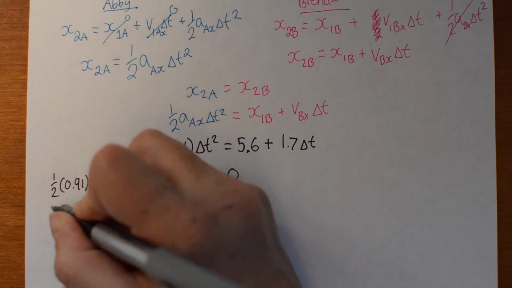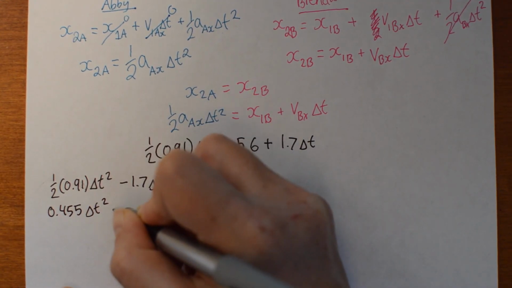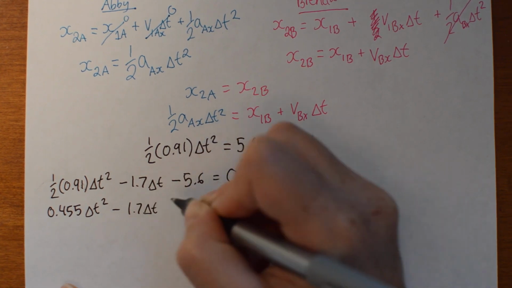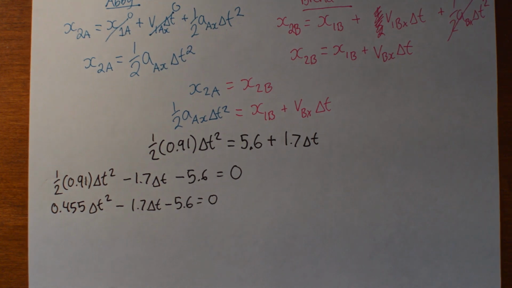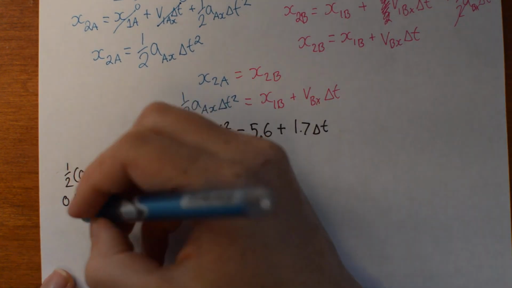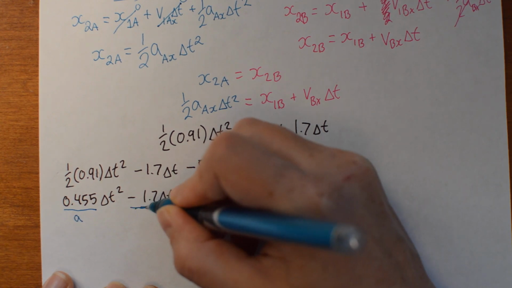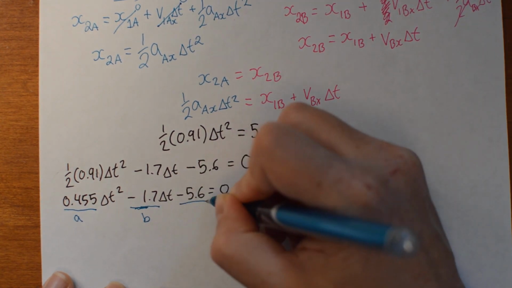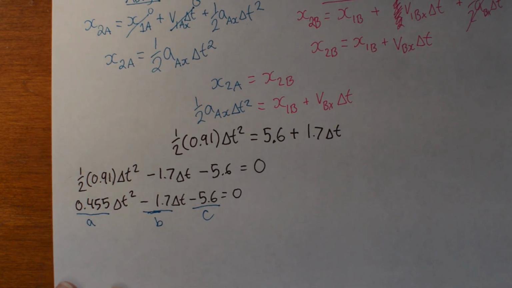Let's clean this up a little bit. Half times 0.91 is 0.455 delta t squared minus 1.7 delta t minus 5.6 equals 0. What I have is a nice quadratic equation. In my quadratic equation, this part here is a, this with the negative sign is b, and this is c.